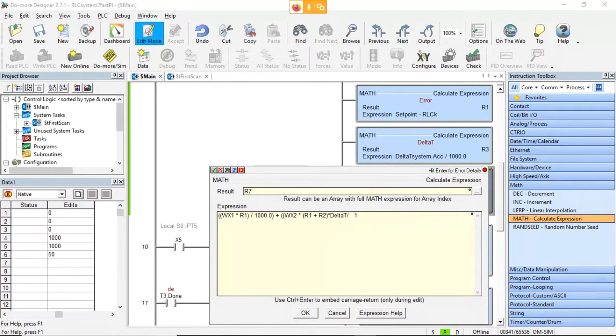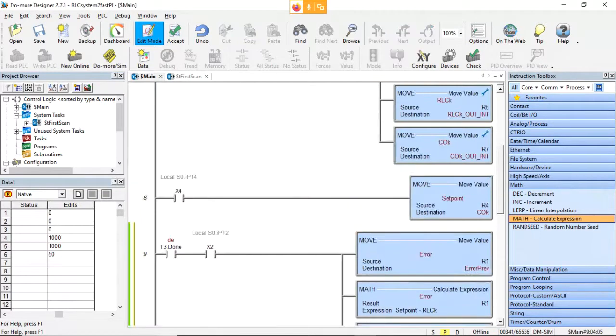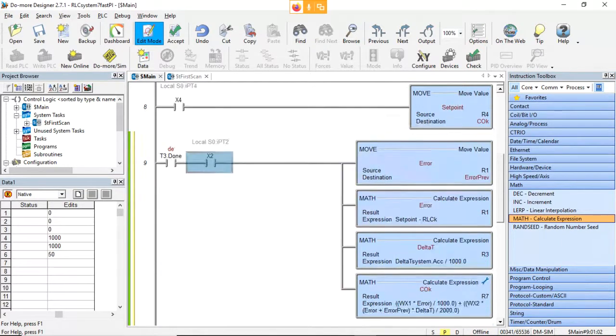But I'm also going to divide by 1,000, because WX2 is from 0 to 4,000. If I give it a gain of 4,000, the system's going to blow up. Okay. All right. So when I press X2, I'm going to calculate control output.